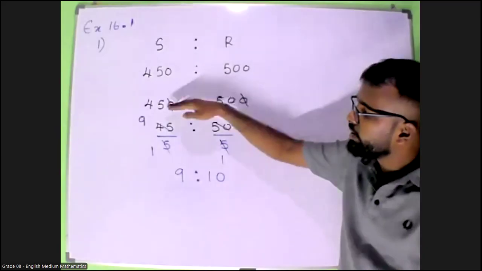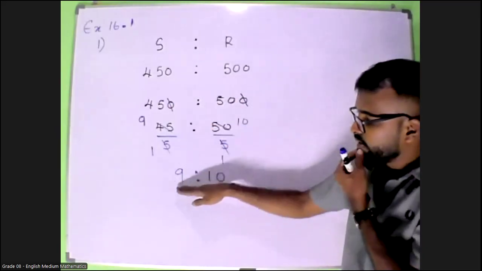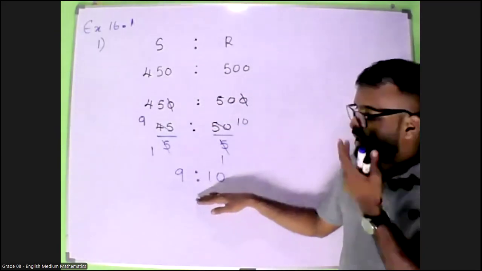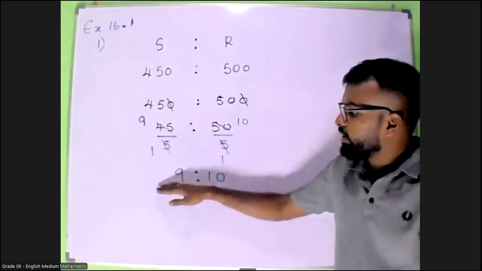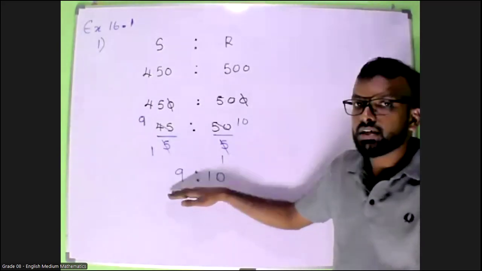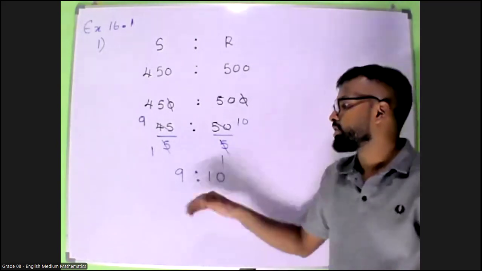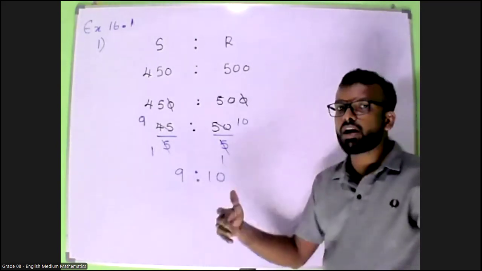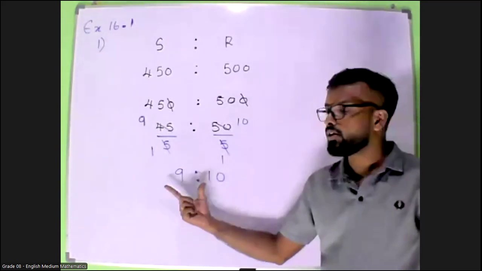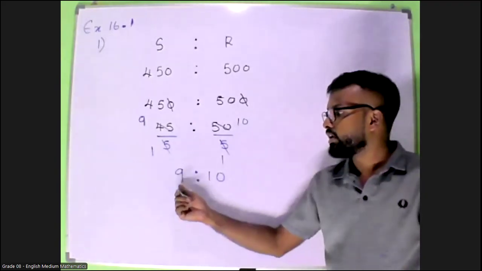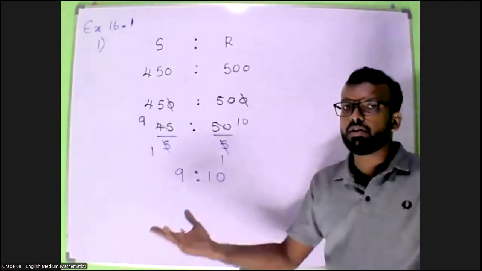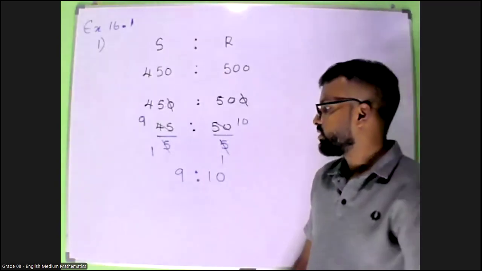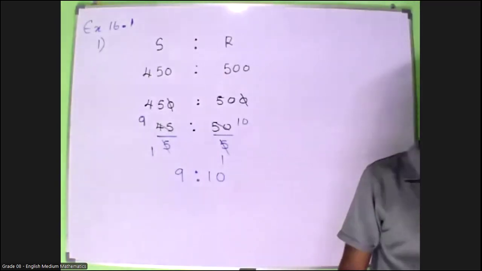You have to divide these numbers until you get this. If you cannot divide further, that is the simplest form. 9 and 10, there is no other number to simplify or to divide. 9 and 10 cannot be divided by any number other than 1.